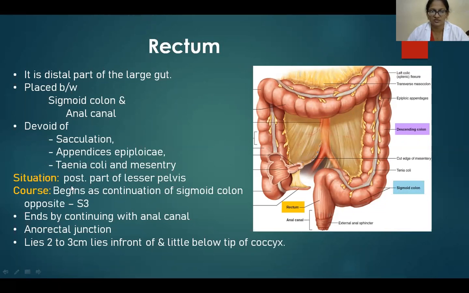Next, coming to the situation, the location in the body. Where is it present? It is present in the posterior part of the lesser pelvis. Next, coming to the course.